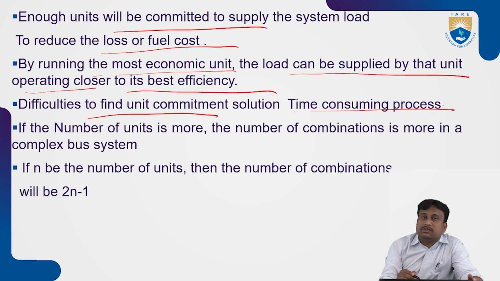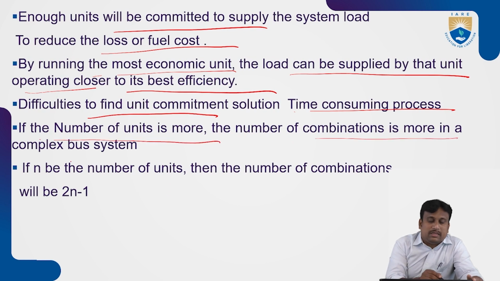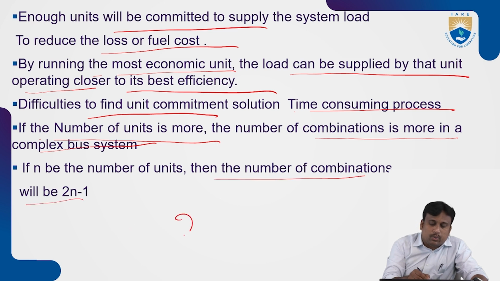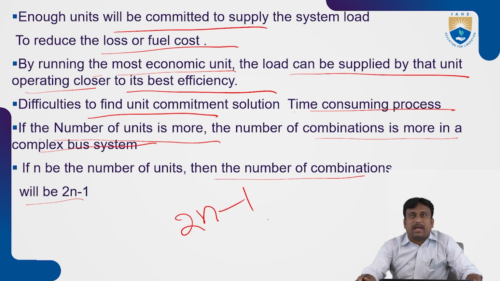That is a time consuming process. If the number of units is more, the number of combinations will be more, and the complexity of the entire bus system will increase. So for n number of units, the number of combinations becomes 2^n minus 1 cases that will be executed.